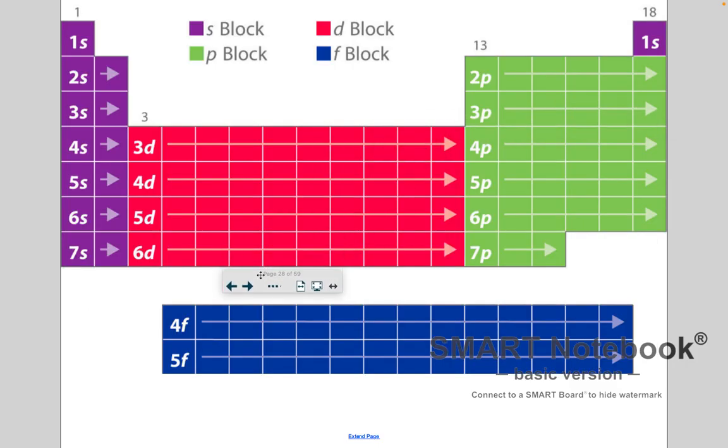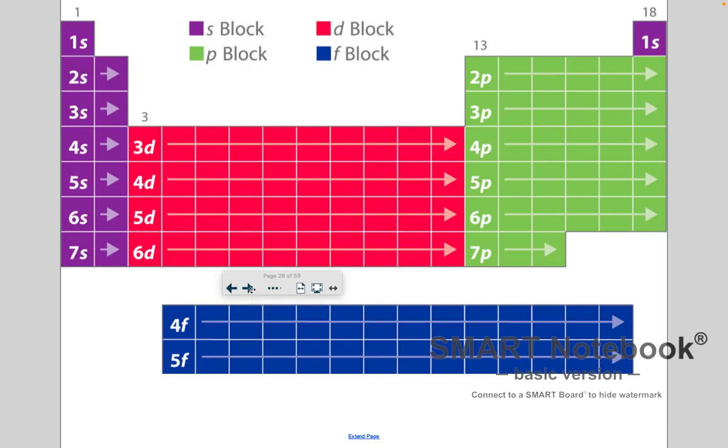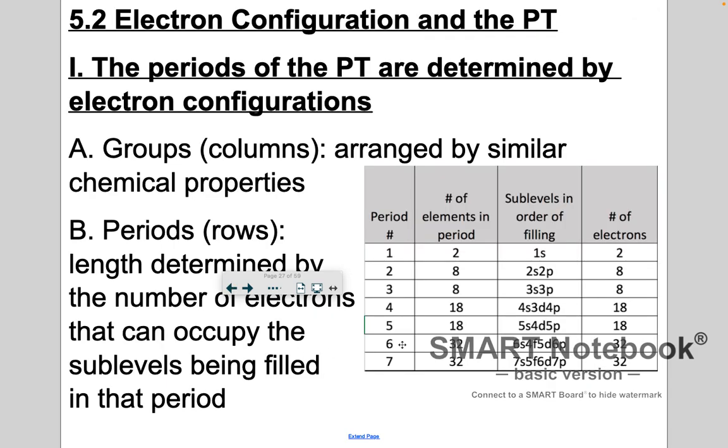So here is our periodic table with the 1s2, and then 8 in period 2, period 3, and then we increase that number to 18. So 1, 2, 3, 4, 5, 6, 7, 8, 9, 10, 11, 12, 13, 14, 15, 16, 17, 18. And that would be for the next row as well. And then periods 6 and 7 are 32.